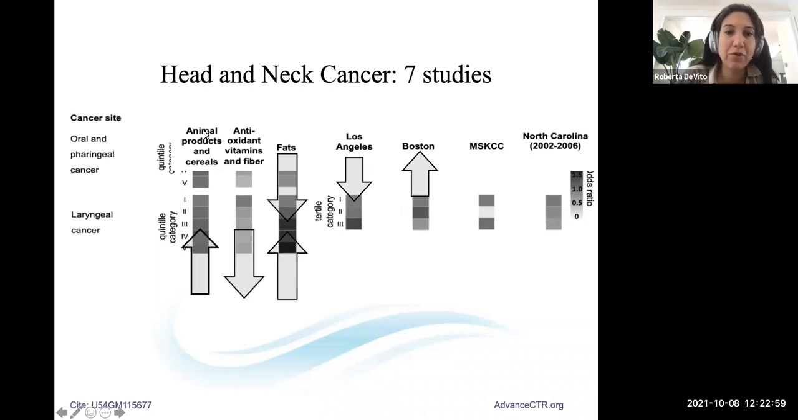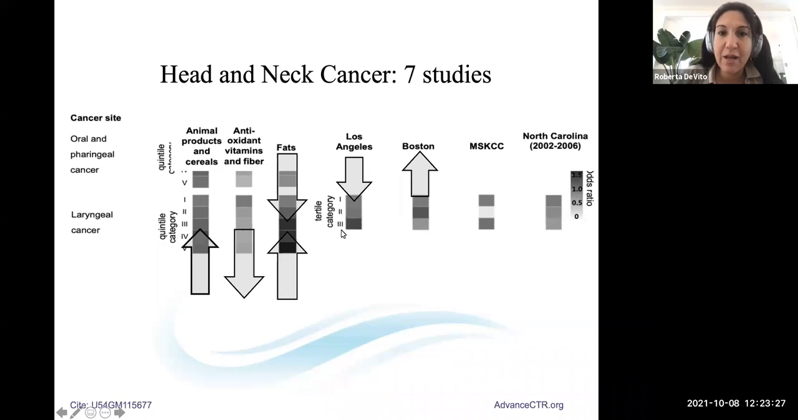So the animal product and cereal pattern is significant, and it increases the probability of having laryngeal cancer. The antioxidant, vitamin, and fiber pattern decreases the probability of having laryngeal cancer. And the fats pattern has a double behavior. It reduces the probability and the risk of having oral cancer, but it increases the probability of having laryngeal cancer.